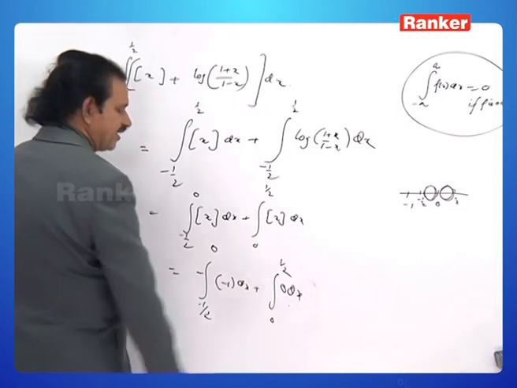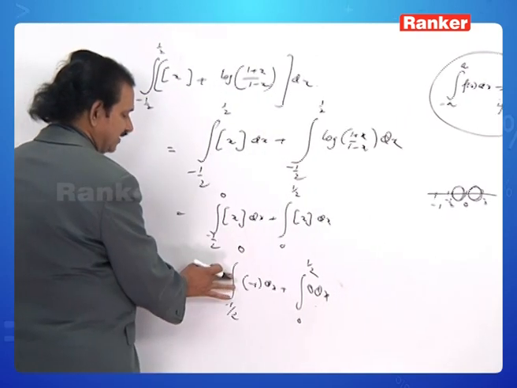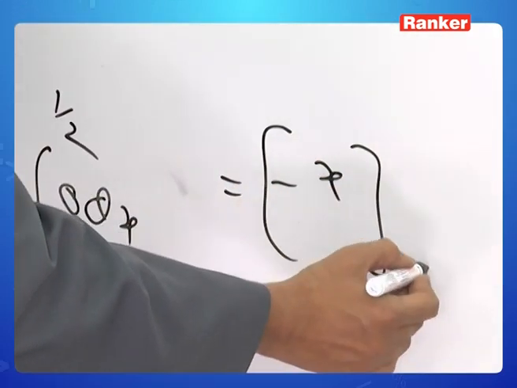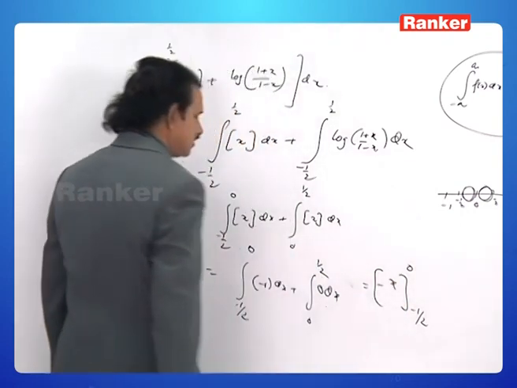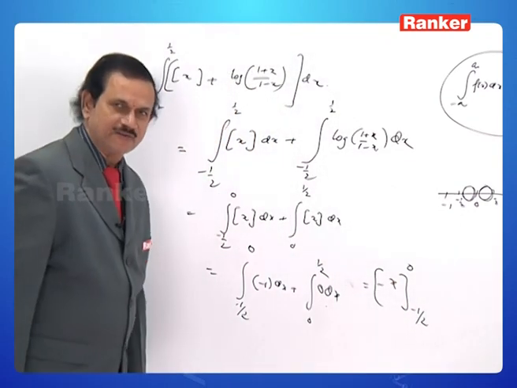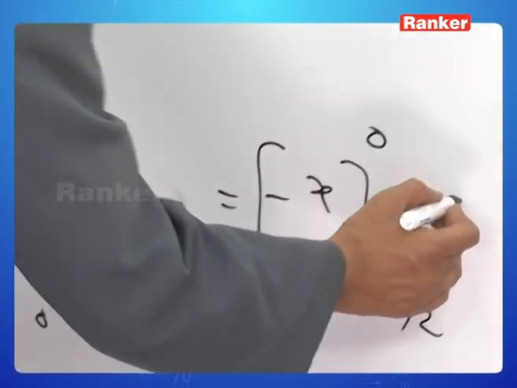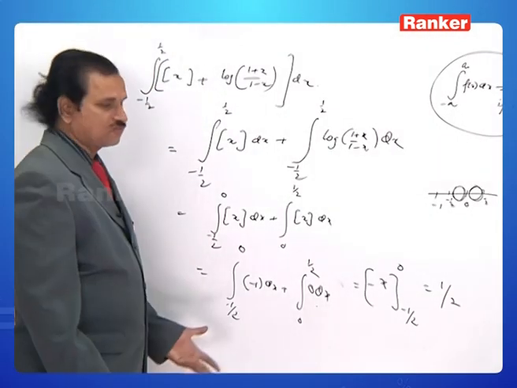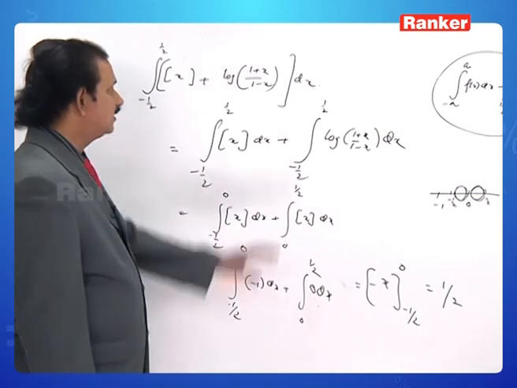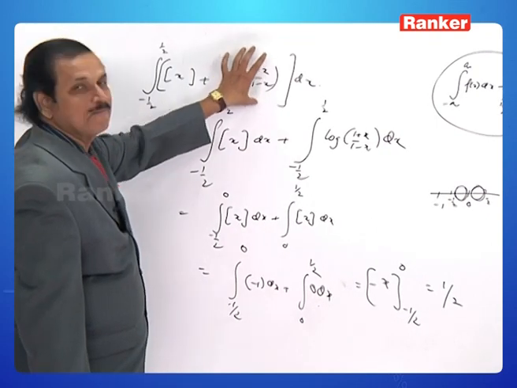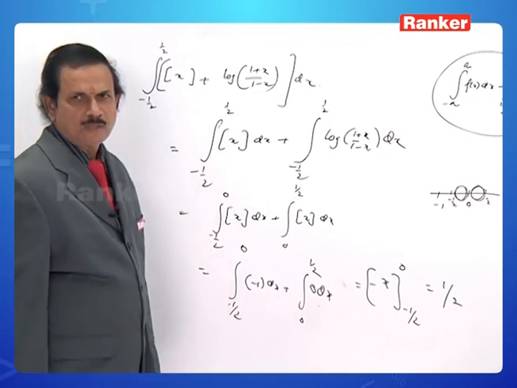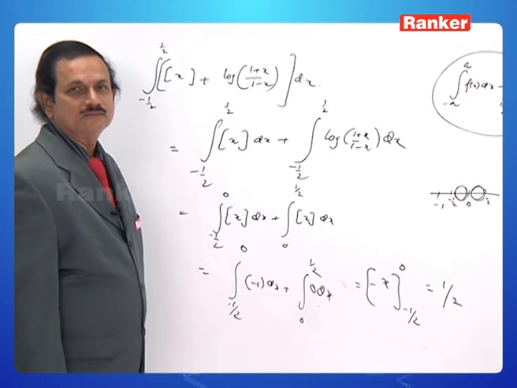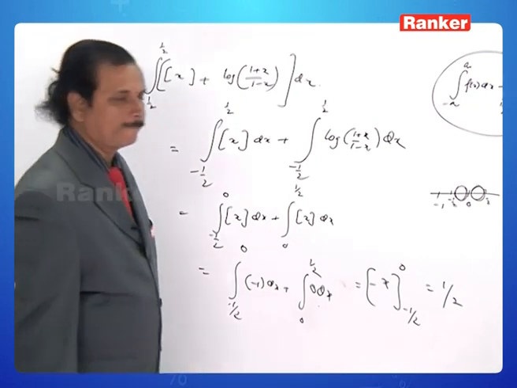This second part is already 0. This is minus 1, so it is minus x between the limits minus half and 0. If you put x is equal to 0, it is 0. If you take minus half, it is half. Hence the answer is 1 by 2. In the beginning, the question looks so big or bulky, but this odd function part becomes 0. Therefore, it is just enough to find this integral, which is of course 1 by 2.